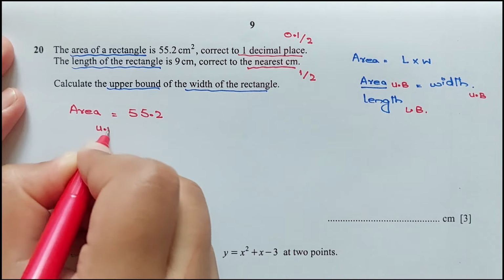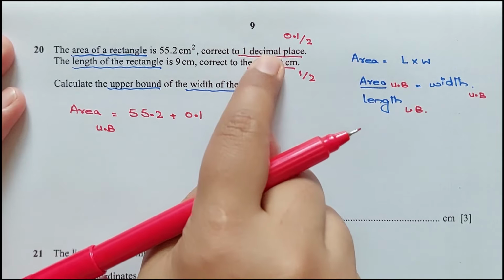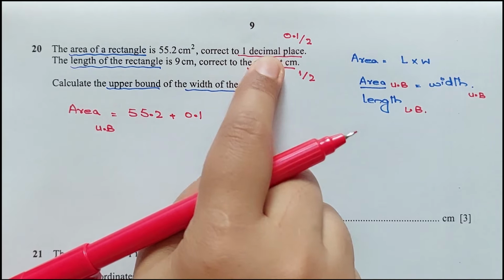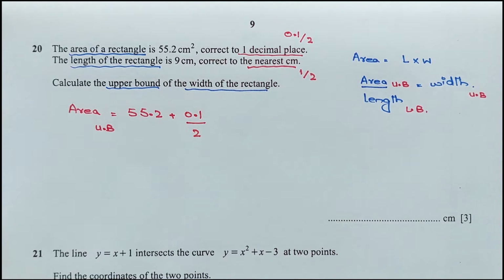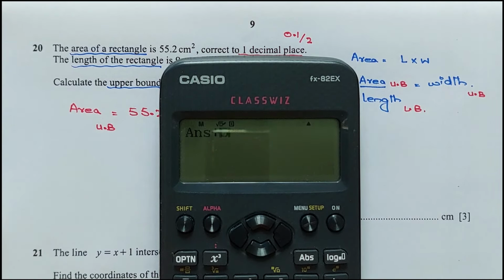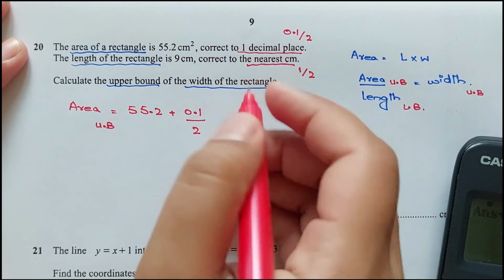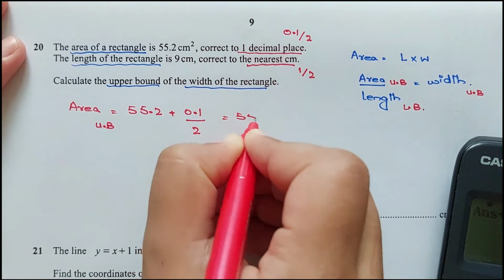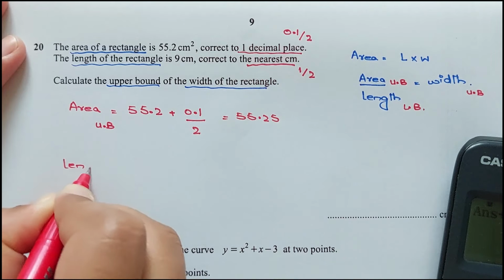The upper bound of area means we have to add 1 decimal place, which is 0.1. And for the upper bounds or lower bounds, we have to divide it by 2. So this is going to be 0.1 divided by 2 is 0.05, and add 55.2. This is 55.25. And now let's work on the width.